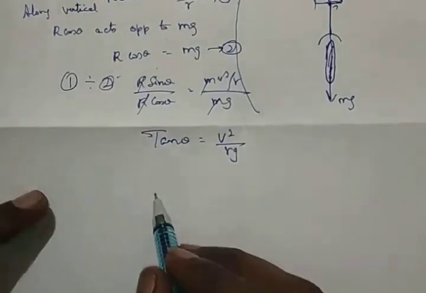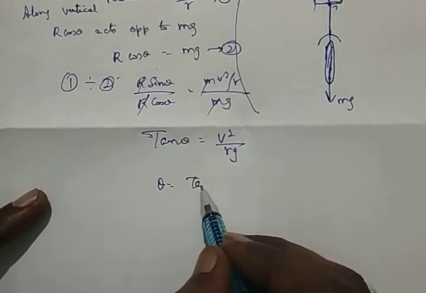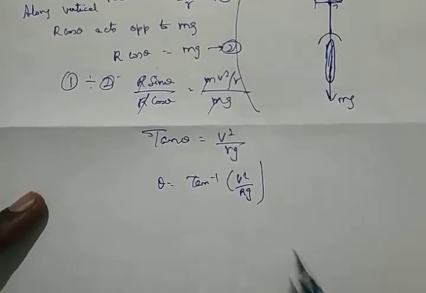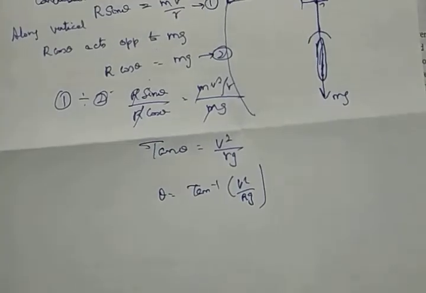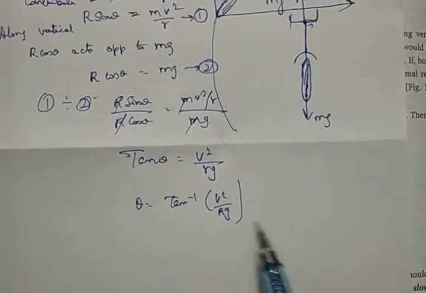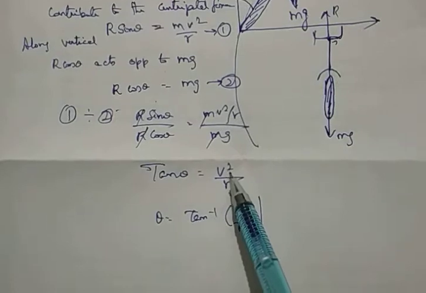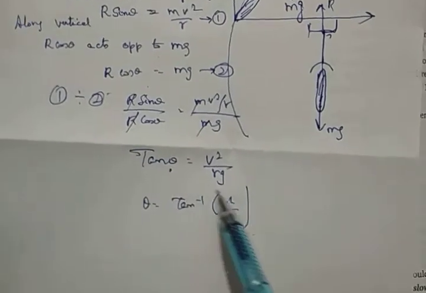Right? So theta is going to be equal to tan inverse of v square upon rg also. That's also a way you can write. Now, what determines the velocity and the theta value?